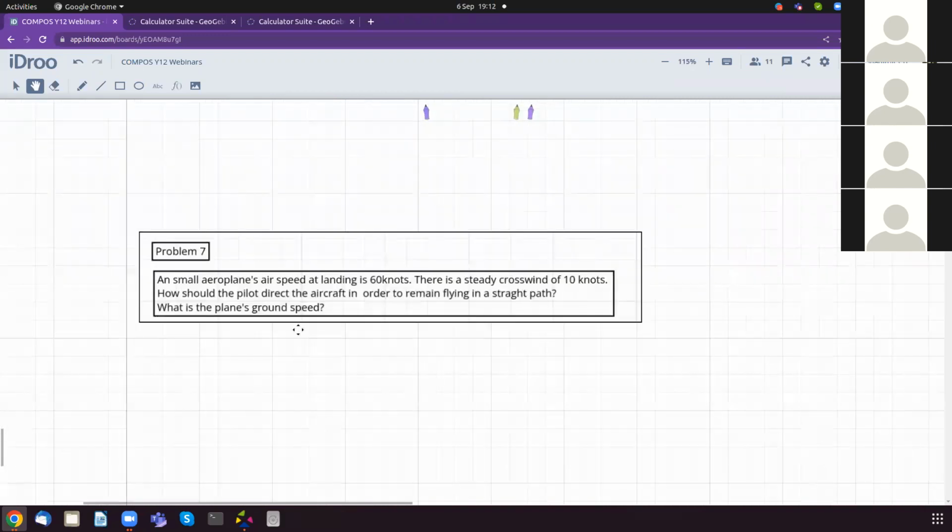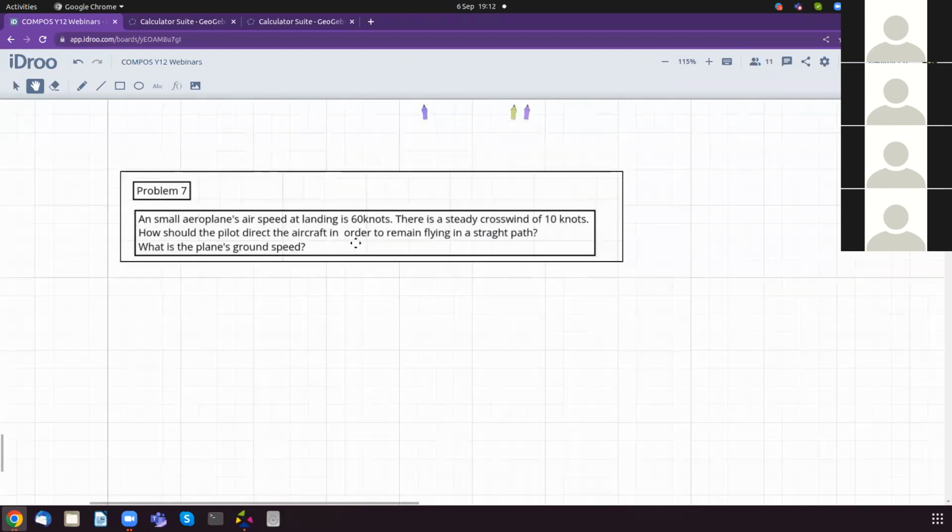A small airplane's airspeed at landing is 60 knots. These are real numbers. So if you have ever flown or will fly in a small airplane, you usually come into landing at 60 knots, which is about 70, 80 miles per hour. There's a steady crosswind. Crosswind is a side wind of 10 knots. How should the pilot direct the aircraft in order to remain flying in a straight path? What is the plane's ground speed?